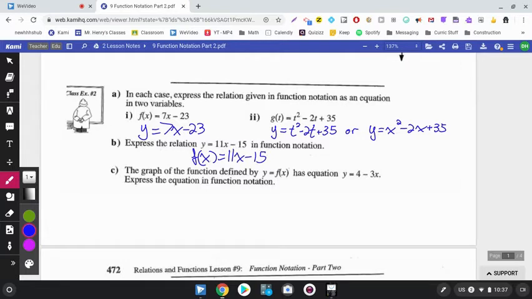Okay. The graph of the function defined by y equals f of x has the equation y equals 4 minus 3x. Okay, so it's telling me y equals f of x. Y and f of x are the same. So instead of writing y, I'm going to write f of x. And it's just knowing if something is a function, I can write it with this function notation, and I can go back and forth between just using the two variables or using the function notation. But it really doesn't matter. It's just a name. It's just another way to write it, and then I do all the same things.